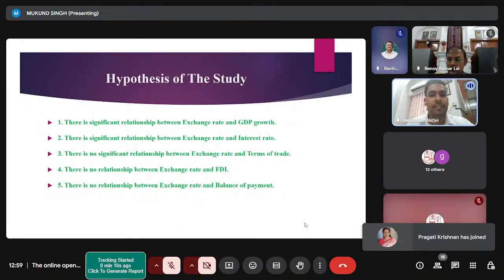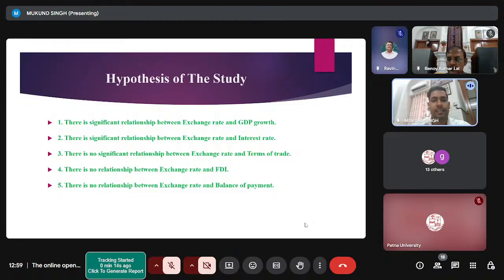Hypothesis. There is a significant relationship between exchange rate and GDP growth. Second, there is significant relationship between exchange rate and interest rate. Third, there is no relationship between exchange rate and terms of trade. Fourth, there is no relationship between exchange rate and FDI. Fifth one, there is no relationship between exchange rate and balance of payment.